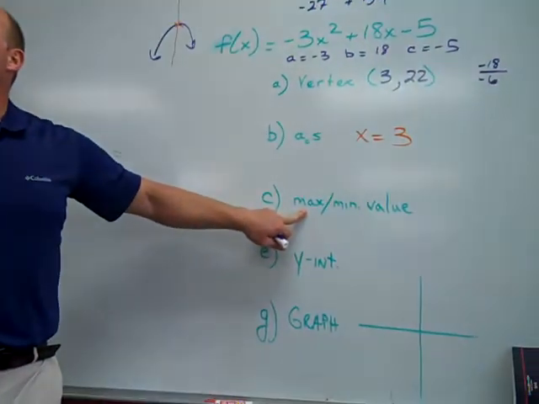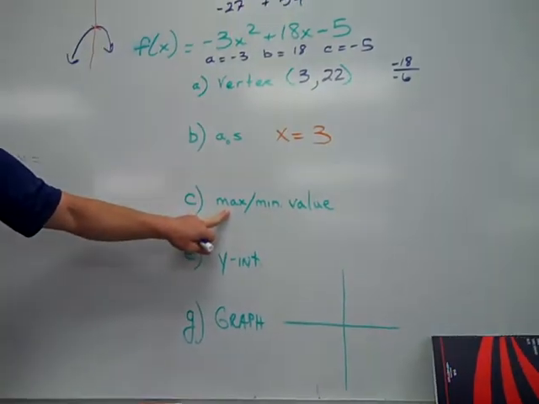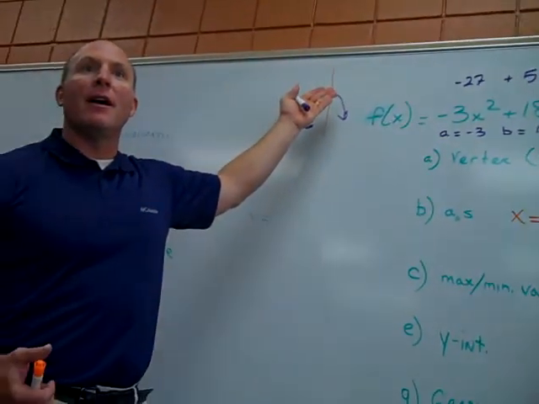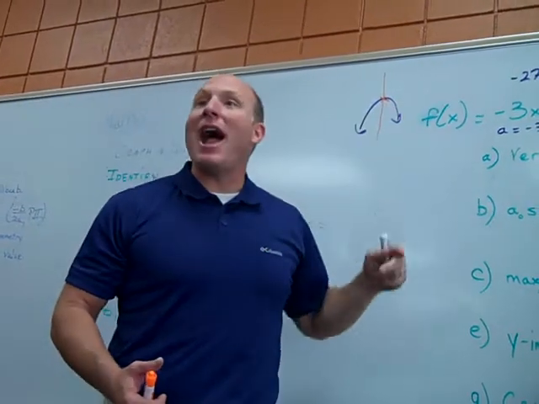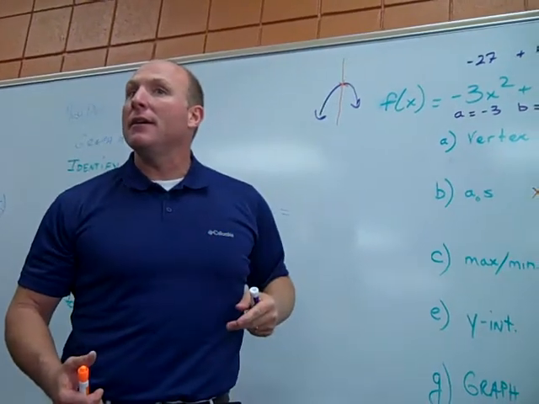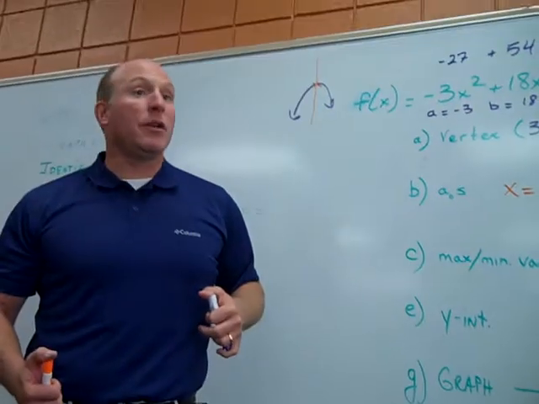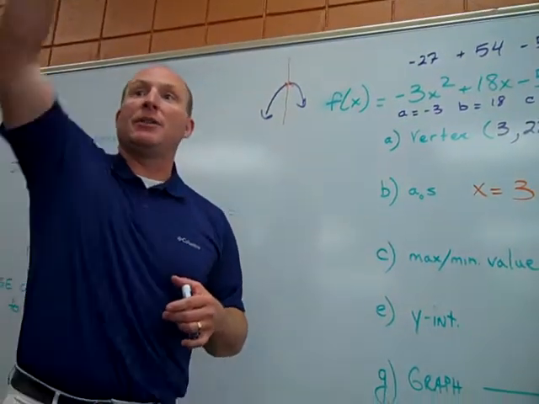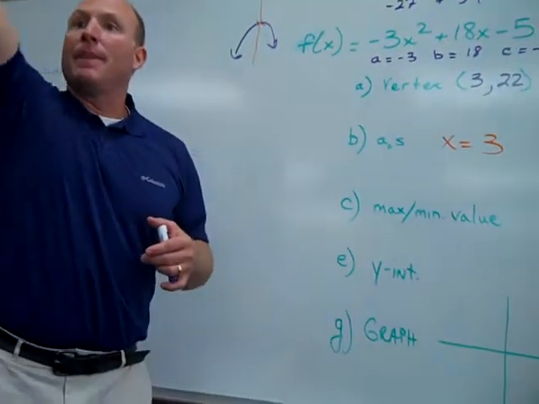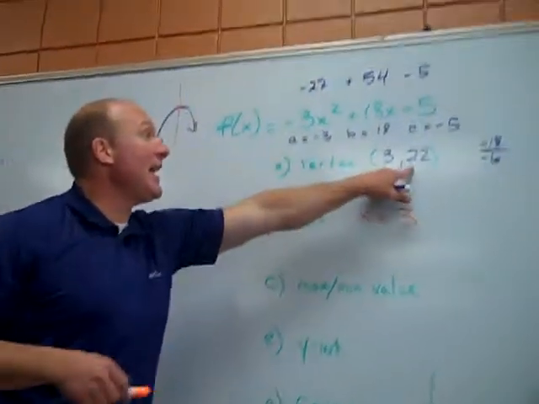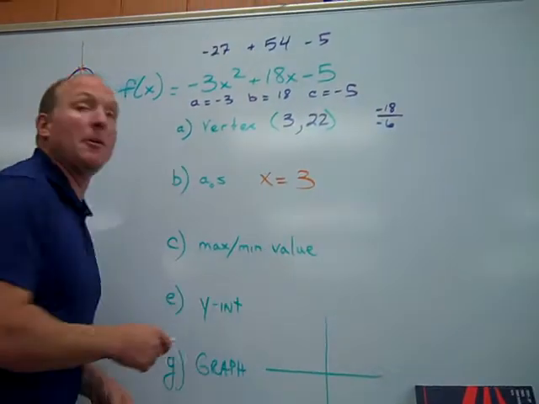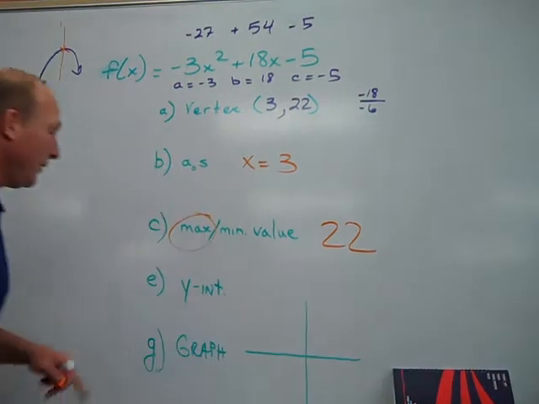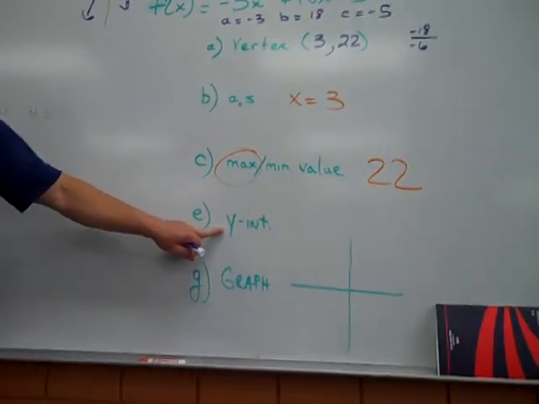Is this a maximum or a minimum value? How do you know it's max? Because it's on top of the world. How high did I fly here? It's not 3, it's just an X value. How high? What number tells us high, low? The second, or the Y value. How high did I fly? 22. Guess what your maximum value is then? 22.